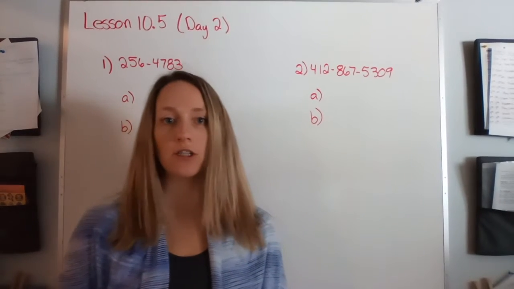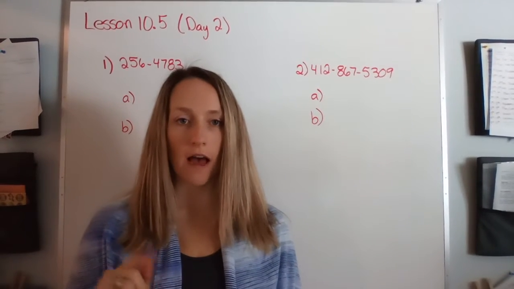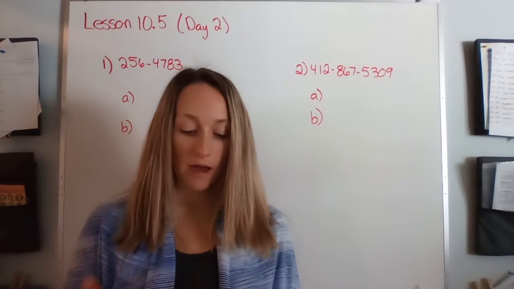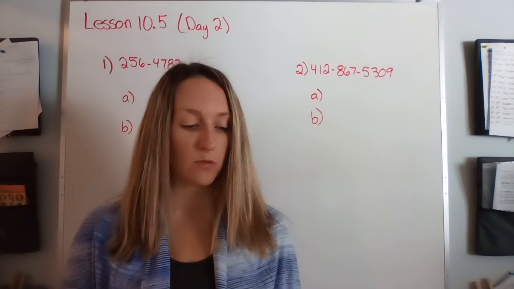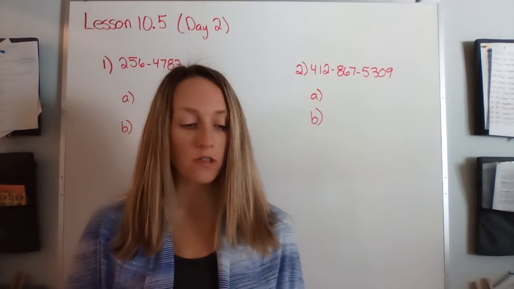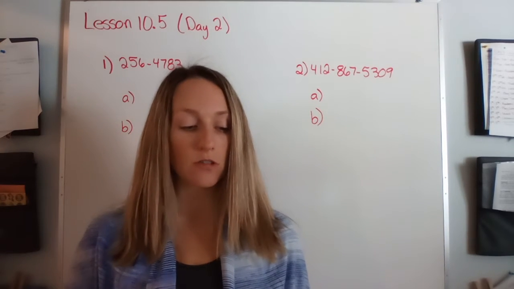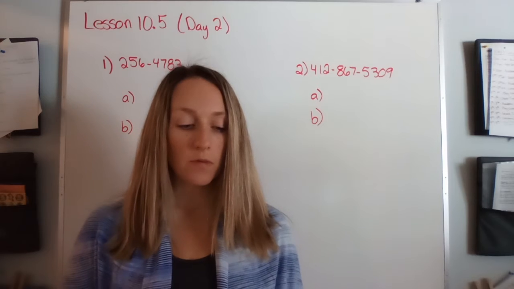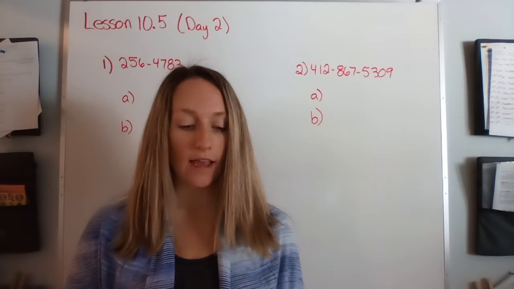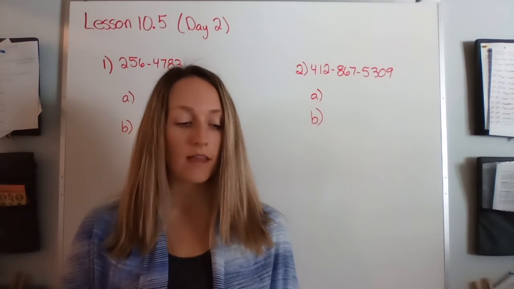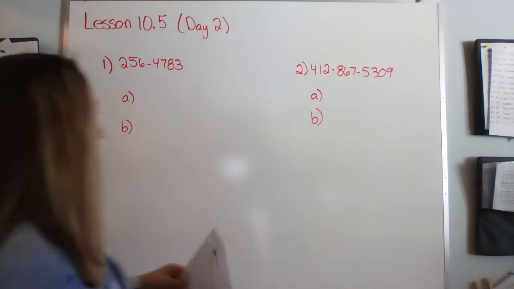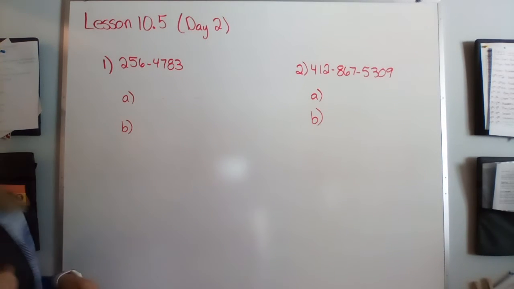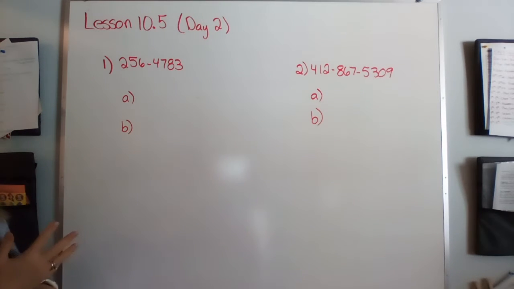So today we're going to finish up lesson 10.5, day 2. I am on page 307 in your notes, so you can jump over to that page with me. The first two questions say in exercises 1 and 2, find the number of ways you can arrange A, all of the numbers, and then B, 3 of the numbers in the given telephone number. So you're given a telephone number and you're asked first to just find how many different ways can all those numbers be rearranged.